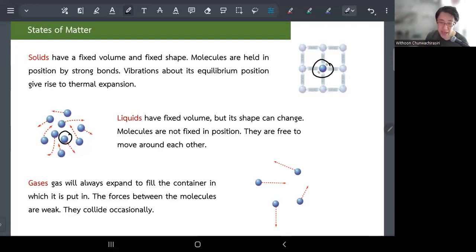Now, the last one is gas. For gas, we assume the particles are just running around. The interaction between them is going to be quite small because they are far apart from their neighboring atoms or molecules. They move around, knocking into each other from time to time. And the volume of the gas totally depends on the container because it's supposed to fill up the whole space. That's even more than liquid. Liquid just changes shape with respect to the container, but the gas is going to diffuse and fill up the whole space.